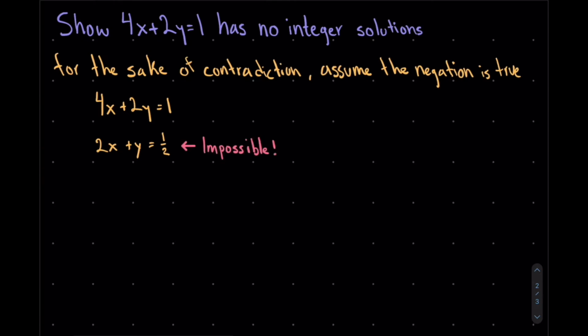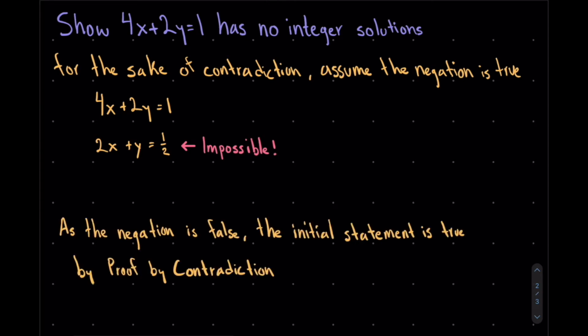Since the sum of two integers cannot be a decimal number, this equation is impossible, and therefore the negation is false, concluding our proof by contradiction. We can now write a general final statement. As the negation is false, the initial statement is true by proof by contradiction. And there you have a general format for the proof by contradiction.